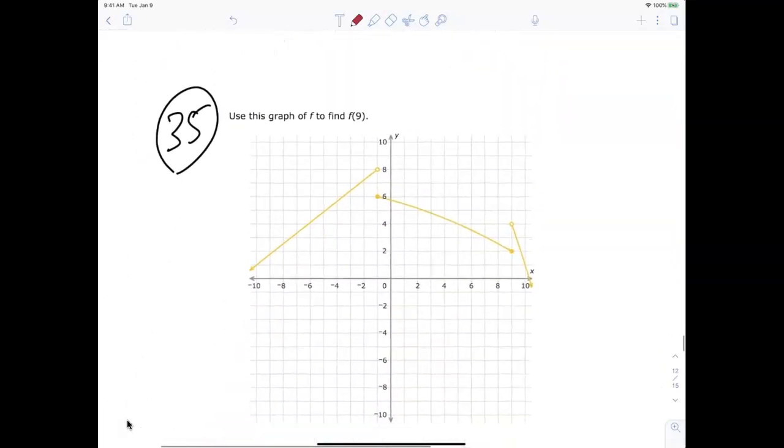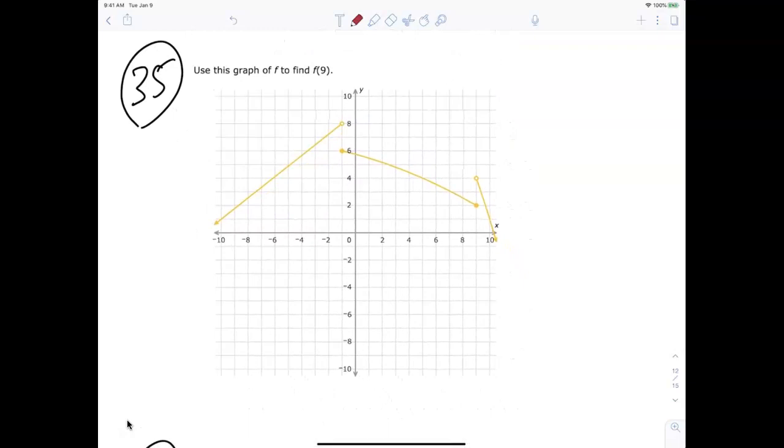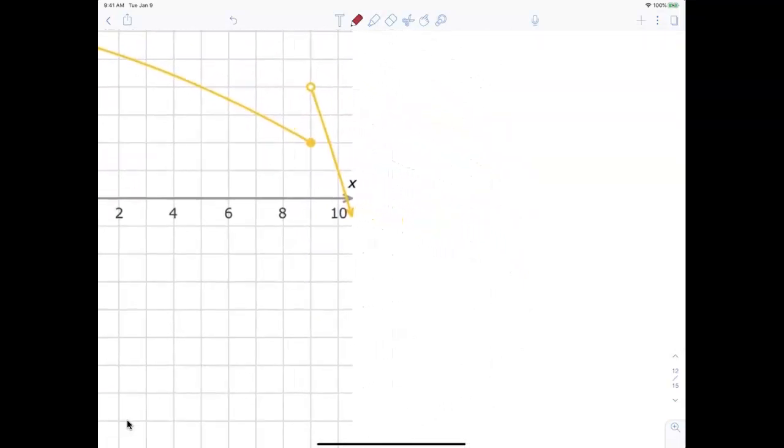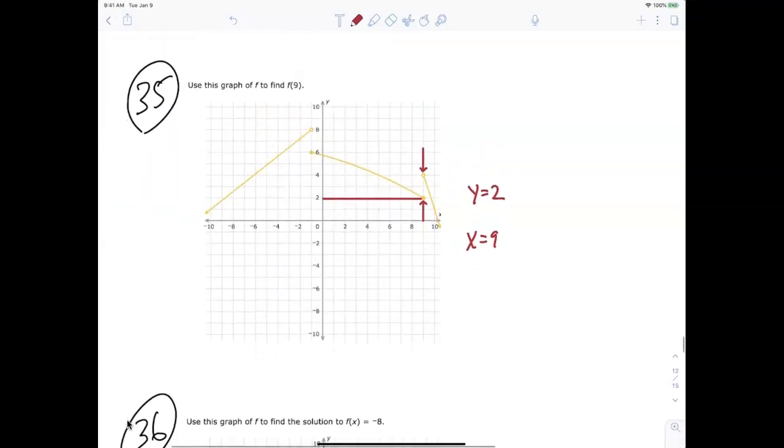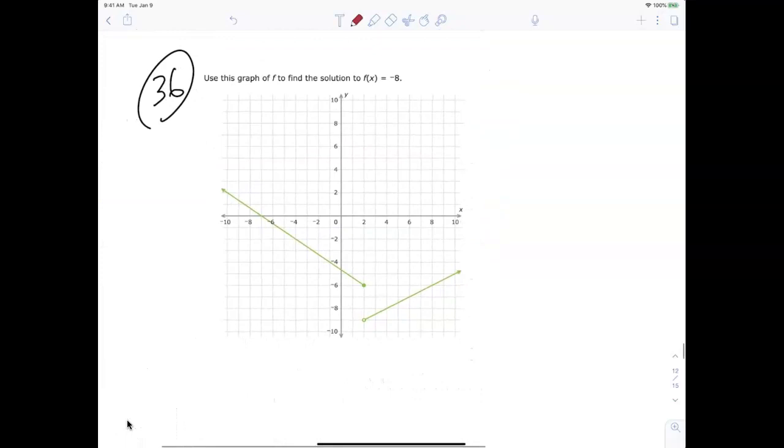Now let's see if we can find f of 9. So again, I think it's the same type of problem. I'm zooming in on 9, so here's x equals 9. I'm going up. I have two choices, either that one or that one, but we know it's this one because it's the solid line. Okay, so y equals 2 when x equals 9.